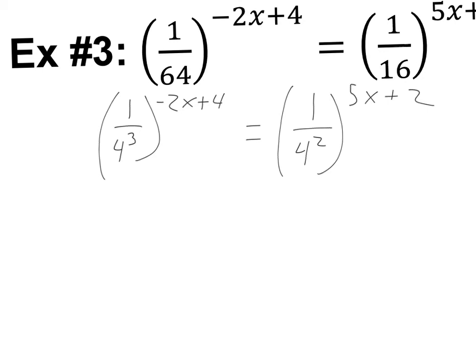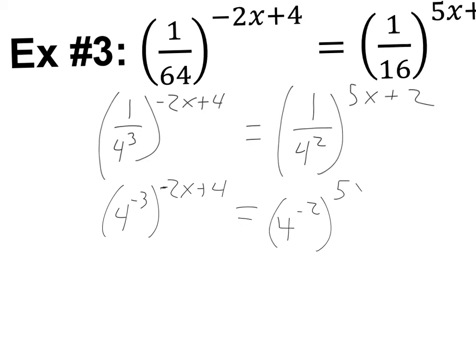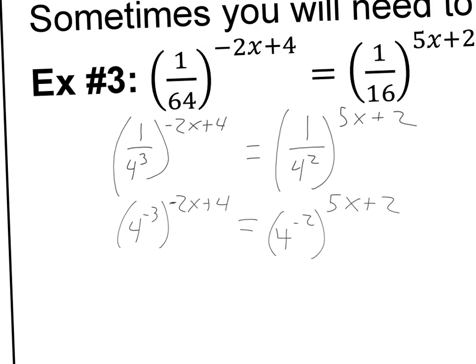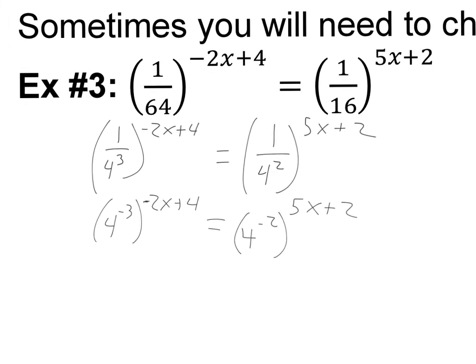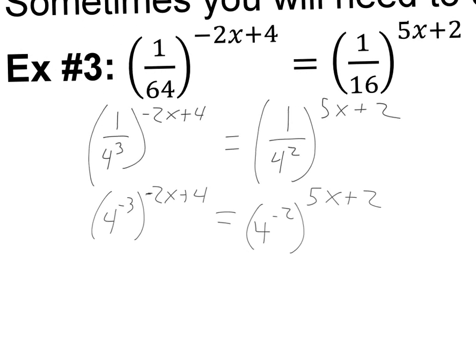We could say this is like saying 4 to the negative 3 to the negative 2x plus 4 equals 4 to the negative 2 to the 5x plus 2. Hope you're seeing how important it is to be very fluent in your exponent properties here. You really need to know them in order to do these types of problems. So let's go ahead and distribute. If we distribute this negative 3, we're going to get 4 to the positive 6x minus 12 equals 4 to the negative 10x minus 4.